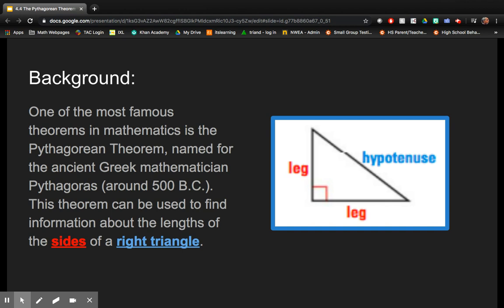It's important to note that this theorem works only for right triangles. Remember in a right triangle that the side across from the right angle is the hypotenuse, and the hypotenuse will always be the longest side. The other two sides of the right triangle, the two sides that make up the right angle, are called the legs of the right triangle.